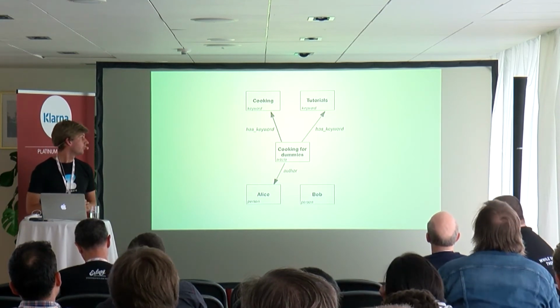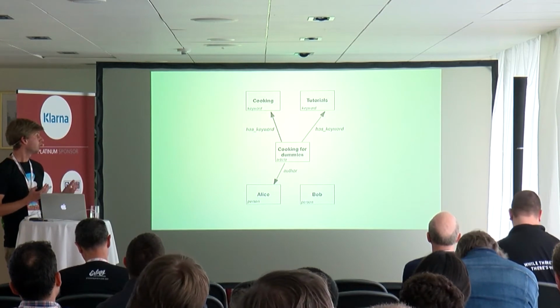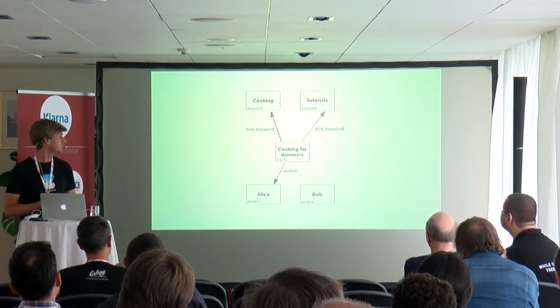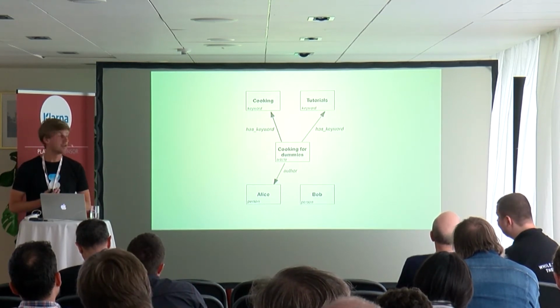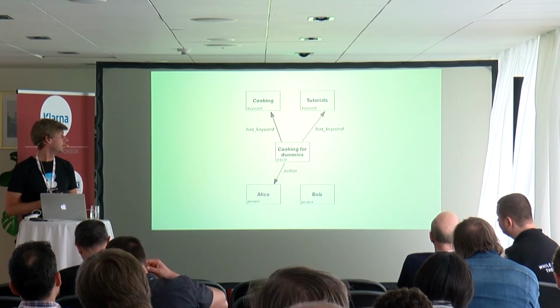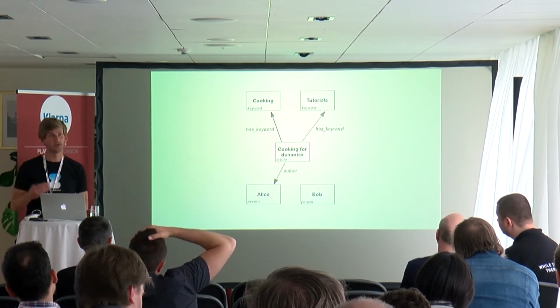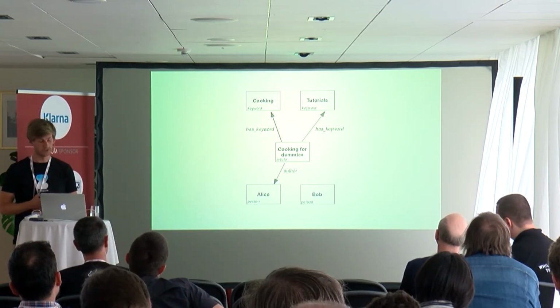So in this very simple example, you can see that there's some article. The article has an author, Alice in this case. There's another person, Bob, who has no relation to the article, and that same article has another labeled relation, an outgoing edge, to keywords that you see on the top.